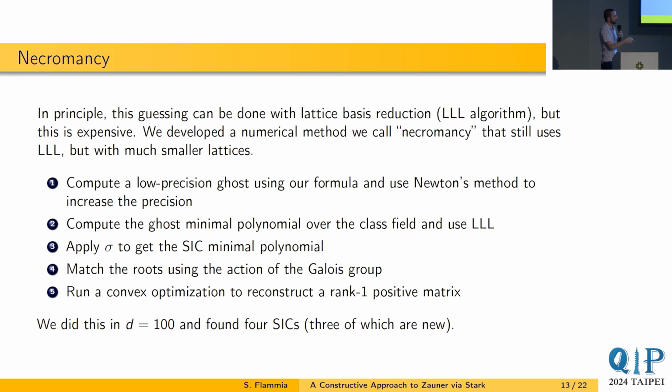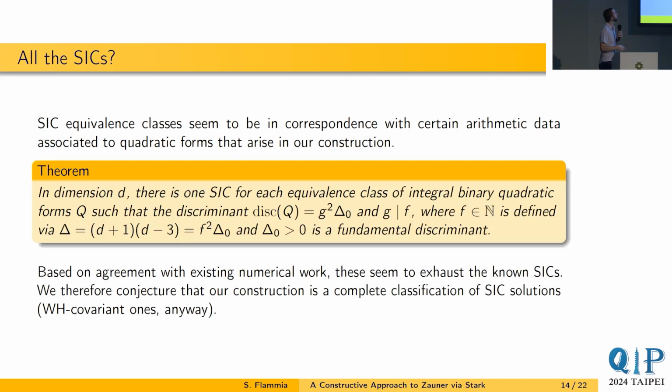I think people use like 2 CPU years or something of numerical search to find one SIC through a random search in dimension 100, and we found 4 of them using this necromancy procedure. So it's kind of a miracle. We sort of think that this is a putatively complete list of all SIC solutions.